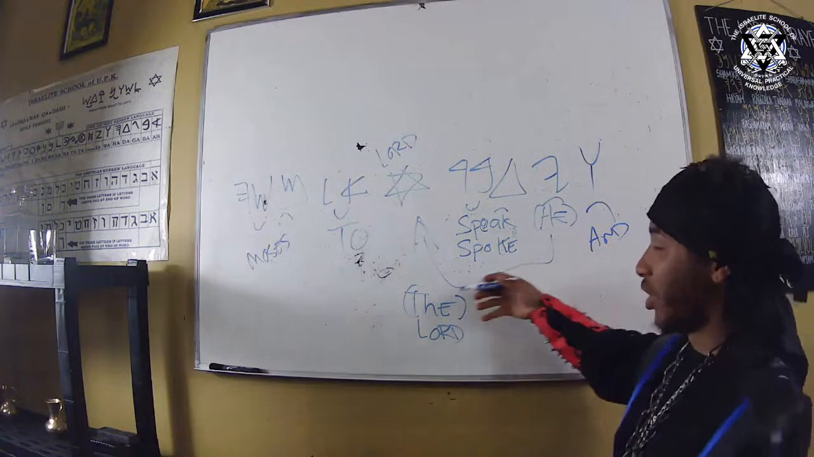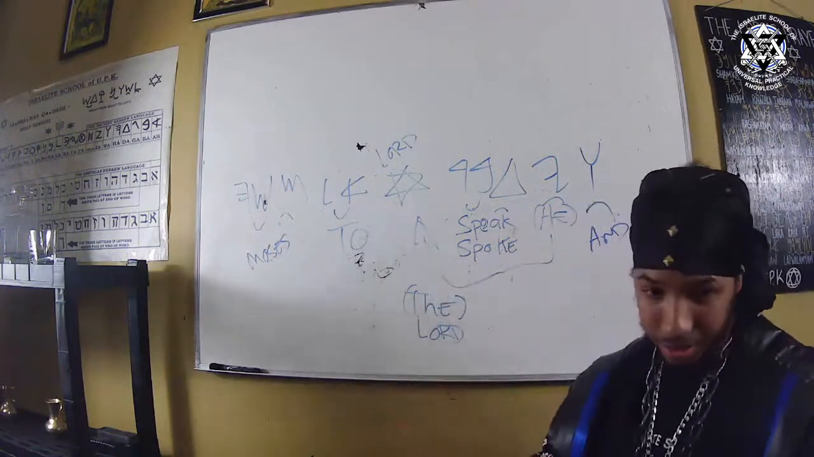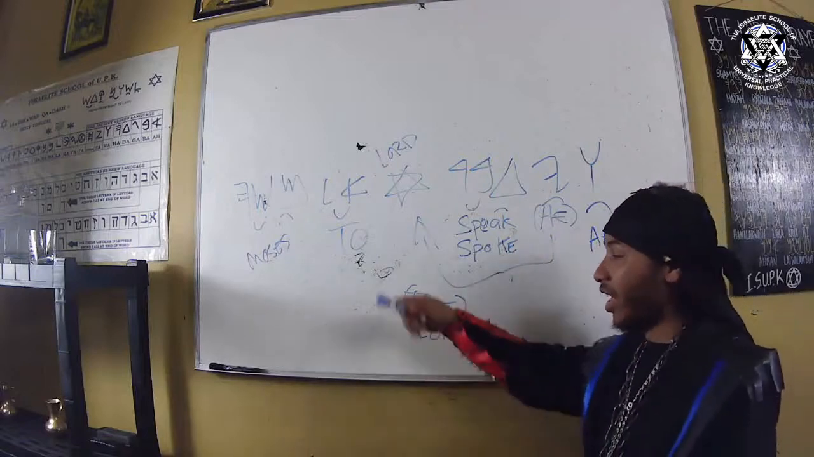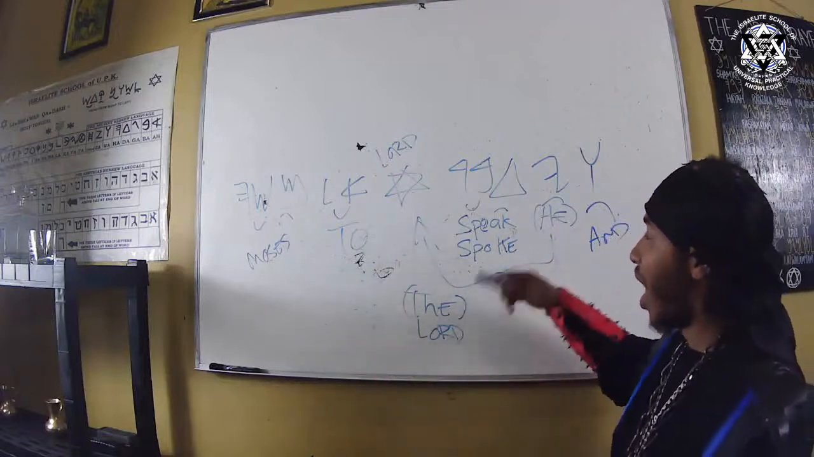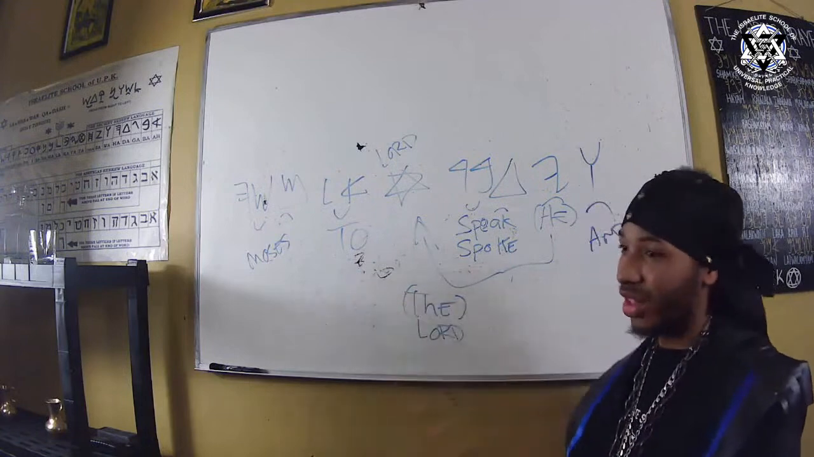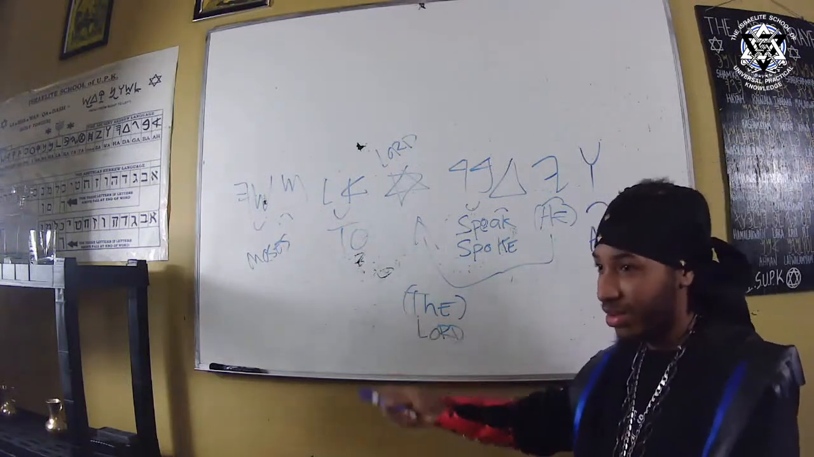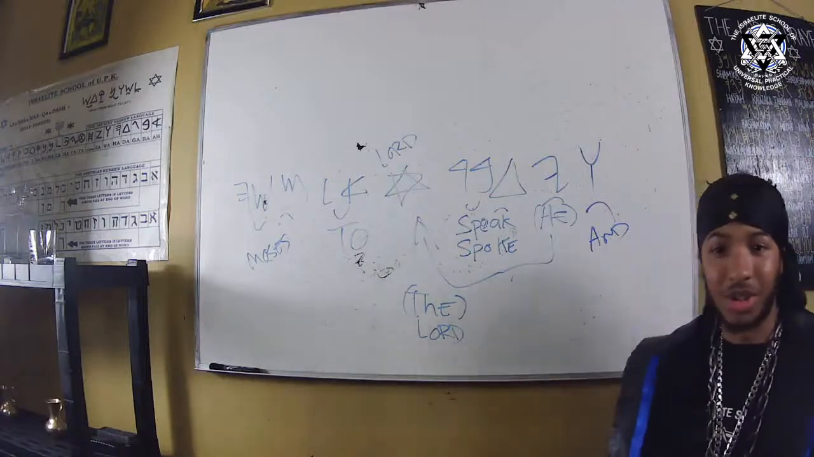In Hebrew, the action word normally goes first. Alright, in Hebrew, the action word goes first, then the noun. So the action word, then the person, place, or thing that it's talking about. The verb, then the noun. Alright?